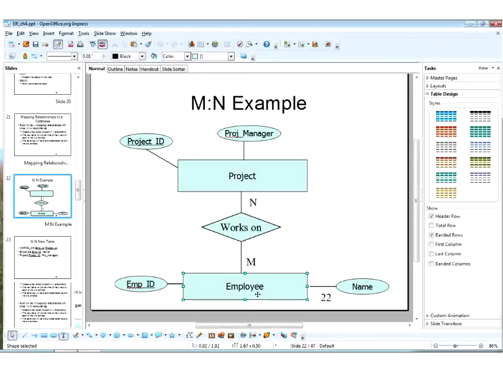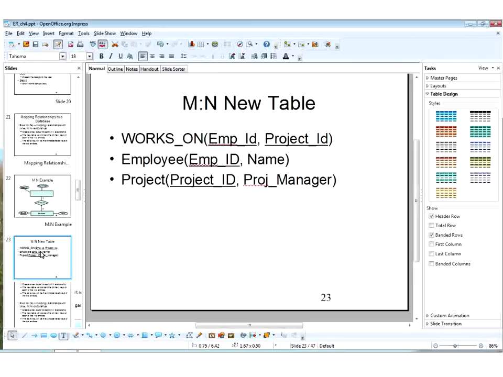EmpID and name are going to be in my employee table. And according to M3A, I'm also going to have another table that relates employee and project. I'd probably call it employee underscore project. And the only attributes in it will be project ID and EmpID, since that is the concatenation. That's the two keys. So let's see. Yep.